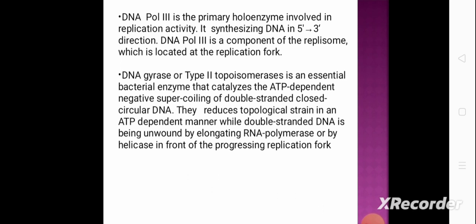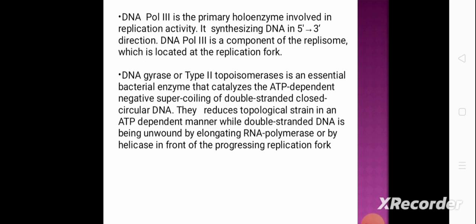Next, DNA Pol III is the primary holoenzyme involved in the replication activity. It synthesizes DNA in the 5' to 3' direction. DNA Pol III is a component of the replisome, which is located at the replication fork.